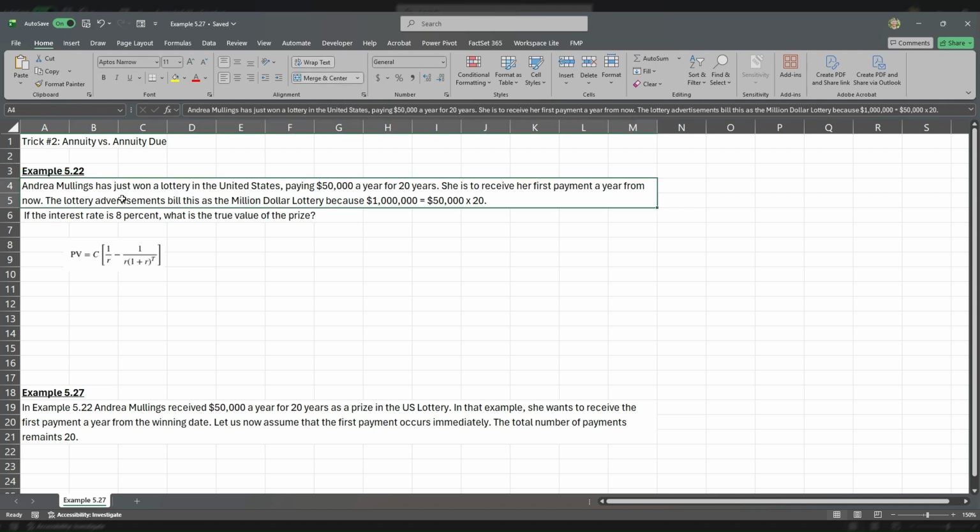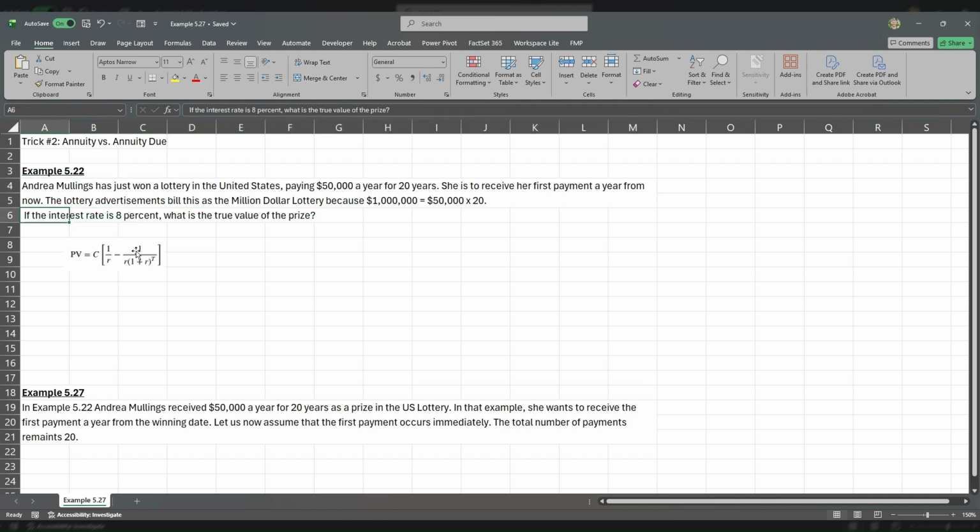We have Andrea Mullins. She has just won the lottery in the US and it pays $50,000 a year for 20 years. So again, recognizing that this is an equal payment for a specified amount of time, qualifying us for the definition of annuity for educational purposes. She is to receive her first payment a year from now. The lottery advertises this as the $1 million lottery because $50,000 times 20 equals $1 million. If the interest rate is 8%, what is the true value of this prize?